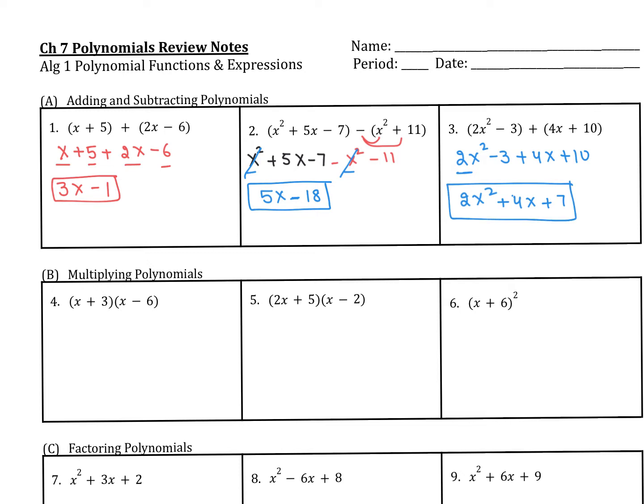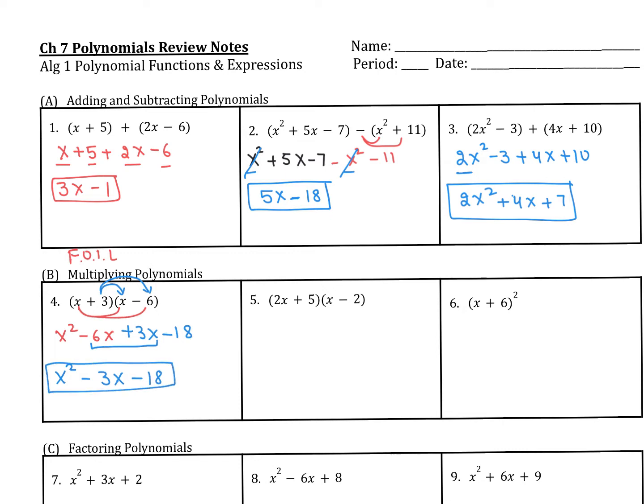For number 4, again, you're going to use the FOIL method. It's called FOIL. Or you can use the box method. Unlike before, you're not going to add the like terms, but you FOIL. X times x is x squared. X times negative 6 is negative 6x. And you're going to multiply 3 times x, 3x. 3 times negative 6 is negative 18. Combine the like terms, you got x squared minus 3x minus 18.